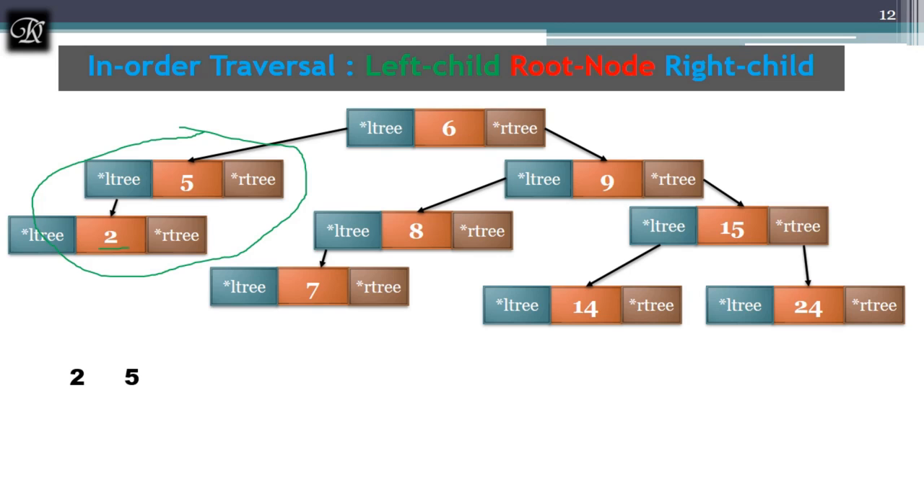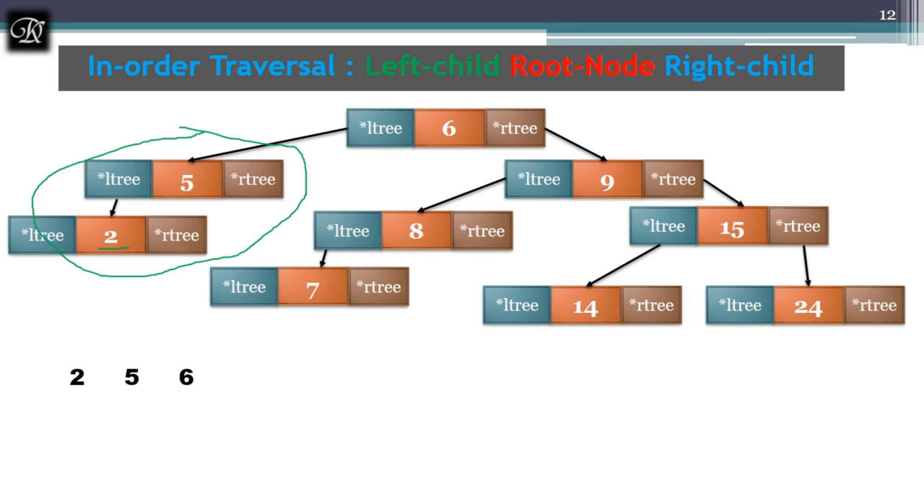We have visited a leaf node, which is the end of the left subtree, and I have printed it. There are no left and right children for it, that's why we call it a leaf node. Its root is next, and there is no right for it, so we cannot print anything from it. And now the root for 5 is 6, that's what we are going to print.